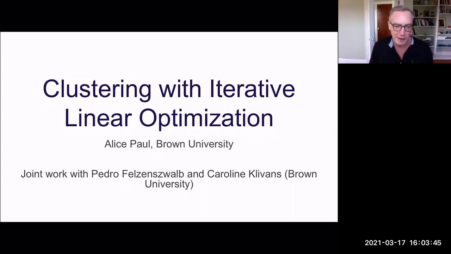We're very pleased to have our very own Alice Paul. Alice is an assistant professor in biostatistics, and she just started at Brown after having served as a faculty member at Olin College in Massachusetts. And then prior to that was actually a postdoctoral fellow in the Data Science Initiative, working with Pedro Felsenswald, who's with us here, I see. And then prior to that, Alice got her PhD at Cornell in operations research. Is that right, Alice? Yep, that's right.